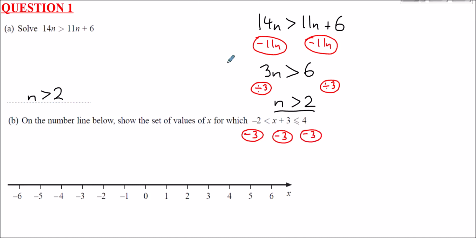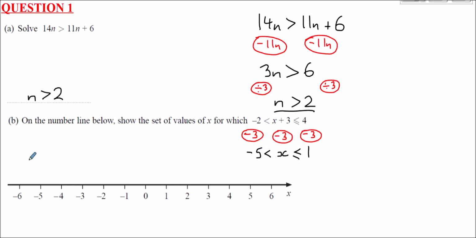If we do that, on the left, minus 2 minus another 3 gives us minus 5. Keep the symbols exactly the same. In the middle, we're left with just x, because we had 3, we've taken 3 away. And on this side over here, 4 minus 3 gives us just 1. The final step we have now is to use this number line to record what this means.